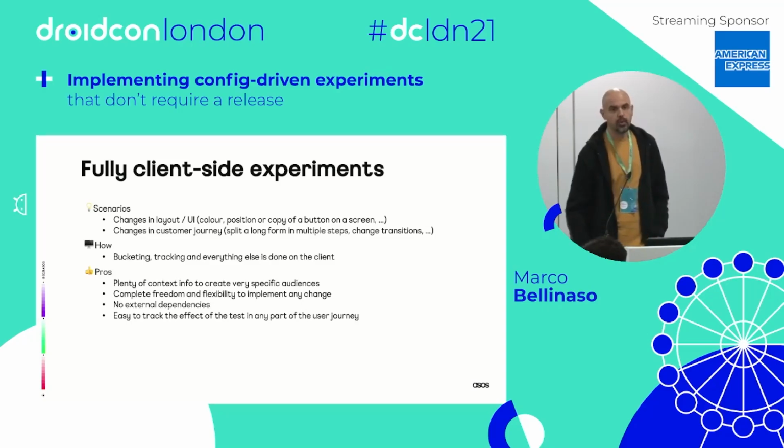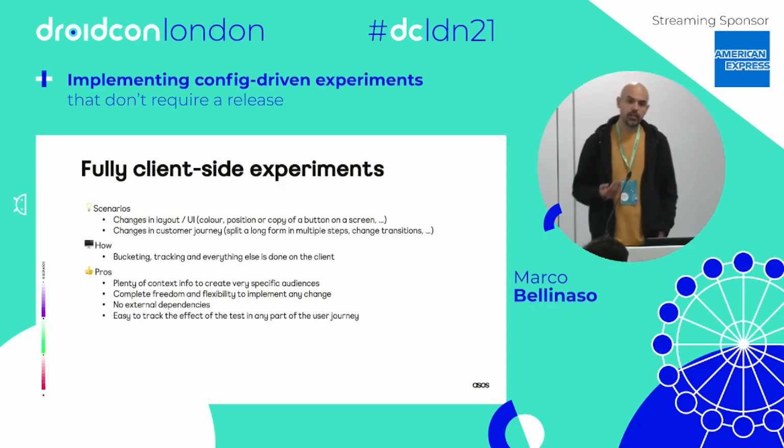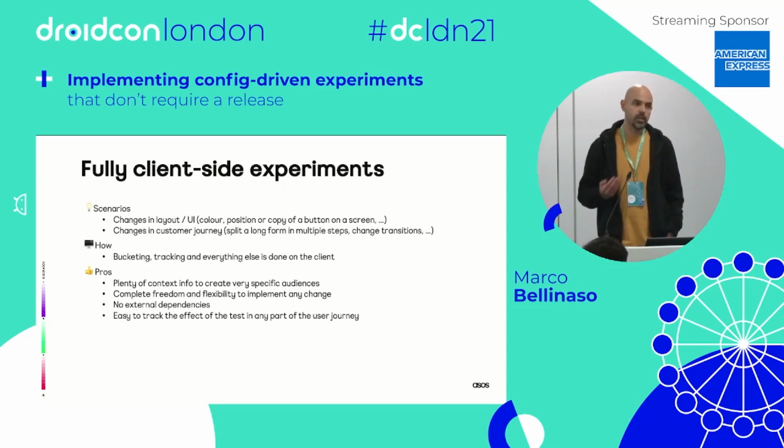The pro of this approach is that because everything runs on the client, you know everything about the users. So you know who the users are, if they are from a given country or another, and so you can create very specific audiences. For example, you might want to run a test not for everybody, but just for users that are logged in, that are from a given country, that have made a number of orders with the app in the past, and so on. So you can be very specific.